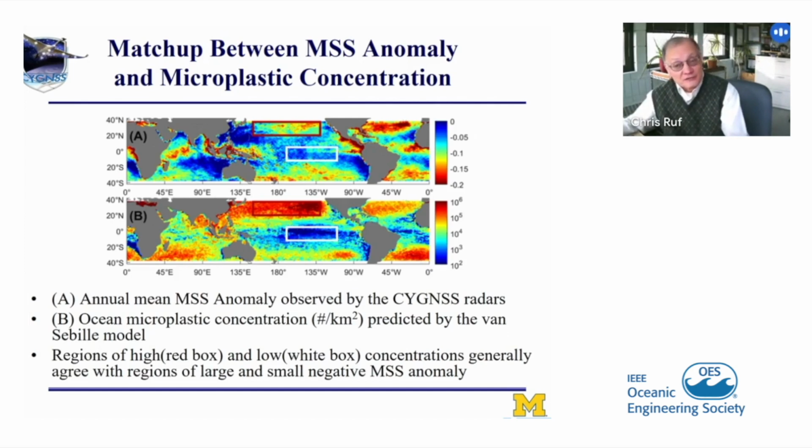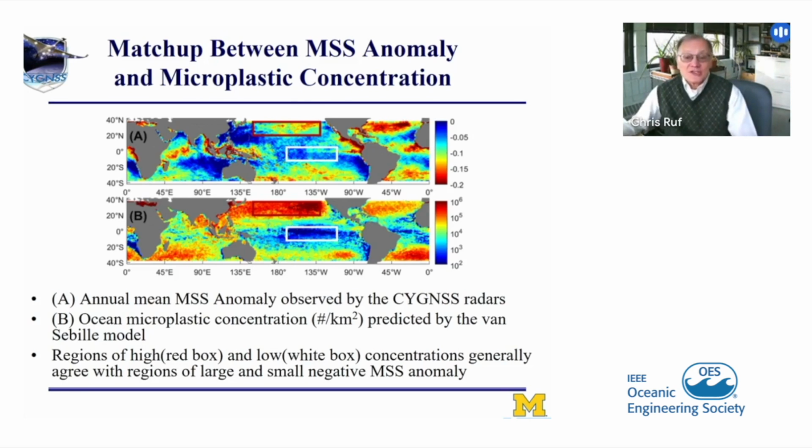So they converge in some distribution. They don't have dynamic variations, and in particular, they aren't able to resolve seasonal variations in the concentrations. And that's the reason why when we compare the top to the bottom panel, we use an annual average of the Cygnus MSS anomaly, because there's no seasonal variations in the model that we're comparing to.